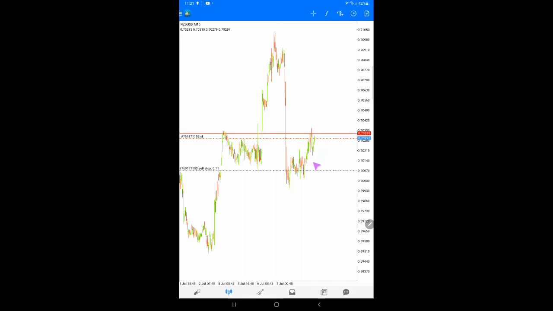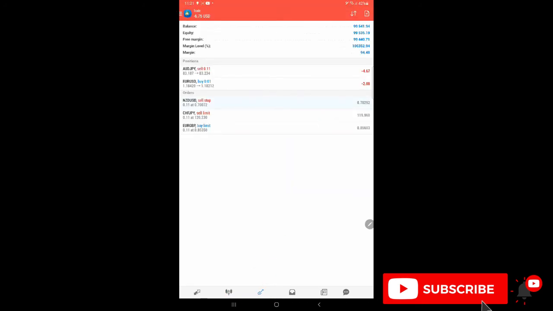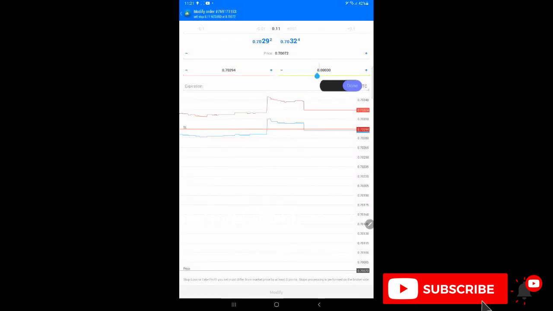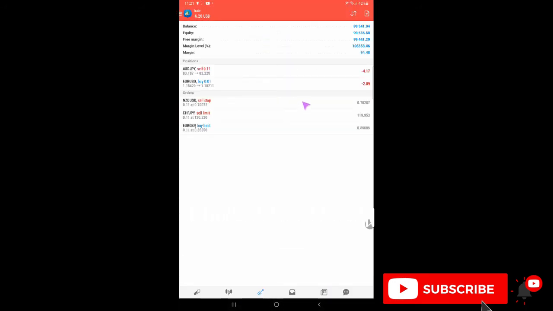I have to put my take profit. Remember, the essence is that when price comes to this level, it should continue selling. So I have to put my take profit below. Remember, sell is below. So I come down here and I pick a price, 0.69810. So 0.69810, I return back to my trade, 0.69810, right? Sell stop. So I touch here, modify, 0.69810. I click modify.